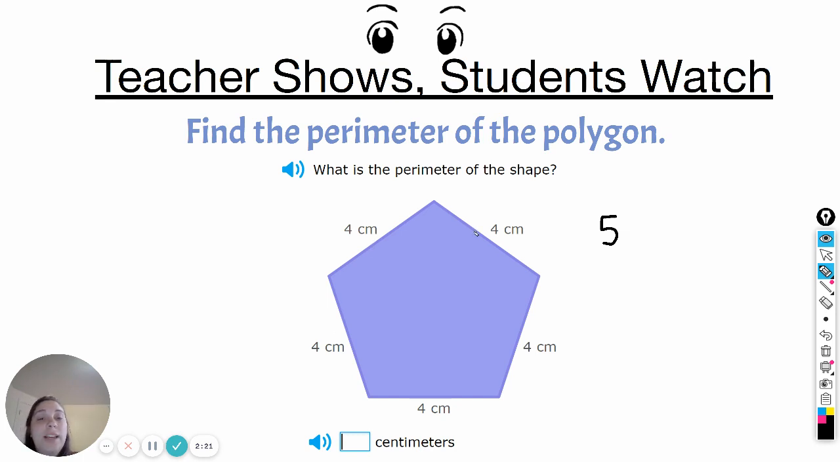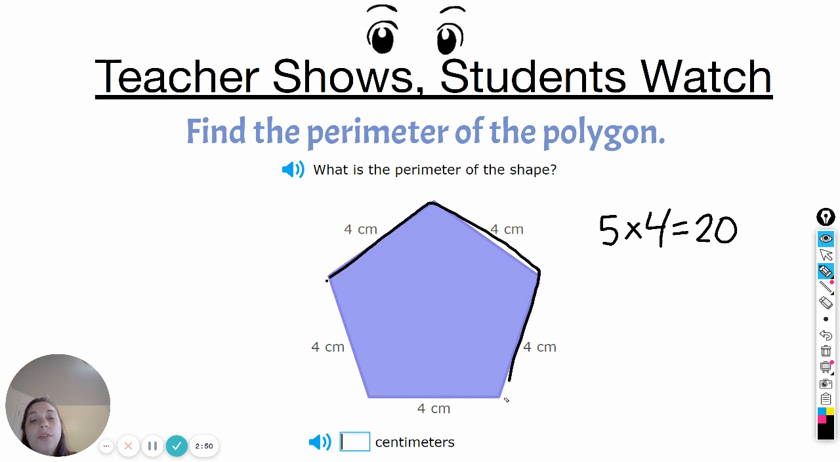So that's kind of like saying I have 5 groups of 4, because I have 5 sides of 4. Okay, so I can turn this into a multiplication problem and do 5 times 4. And I can count by 5s better than 4, so I'm going to count by 5s. 5, 10, 15, 20. So the perimeter of this shape, or the length that it goes around on all the sides, is 20 centimeters.